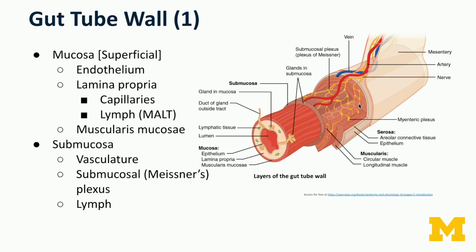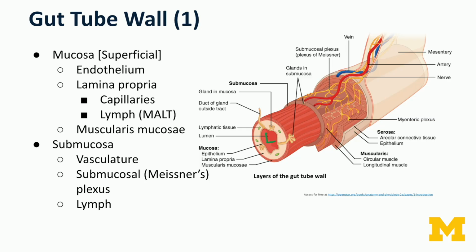Now let's take a moment and discuss the gut tube wall. There are going to be 4 basic layers, and these layers are going to have a lot to do with the function of the gut tube. The most superficial of layers, recall the superficial-most of all the layers begins in the lumen of the gastrointestinal tract, is known as the mucosa.